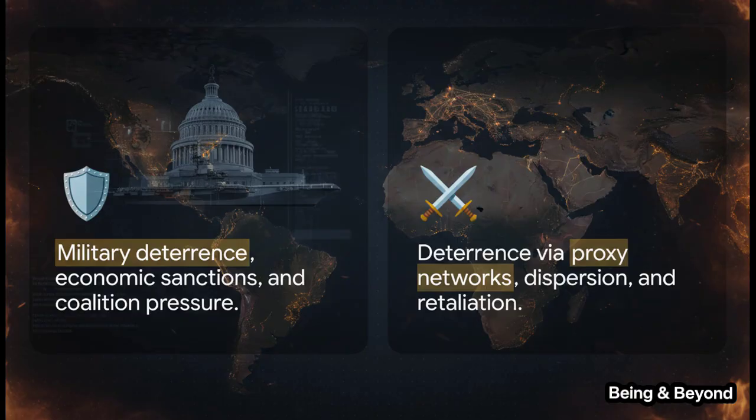The United States projects power through conventional dominance, relying on overwhelming military deterrence, aircraft carrier strike groups, and intense economic sanctions designed to lock adversaries out of the global banking system. Add to that immense international coalition pressure.